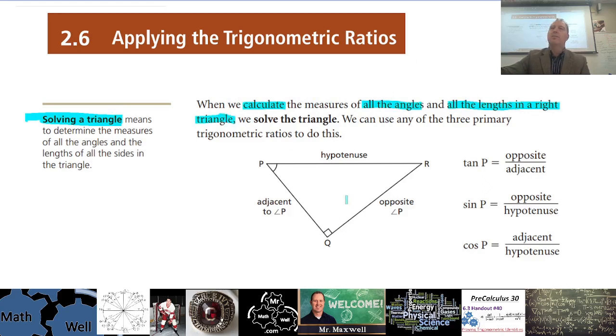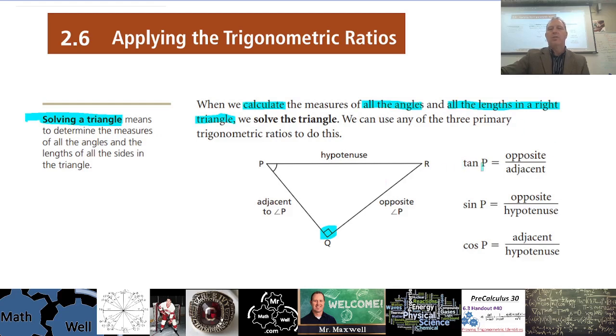Next year, in your next math class, we'll be solving non-right triangles in a variety of ways. We'll be introducing new laws and new formulas and methods to do that, but we're going to focus on right triangles that have a 90 degree angle. So solving the triangle is all lengths, all sides, all angles.